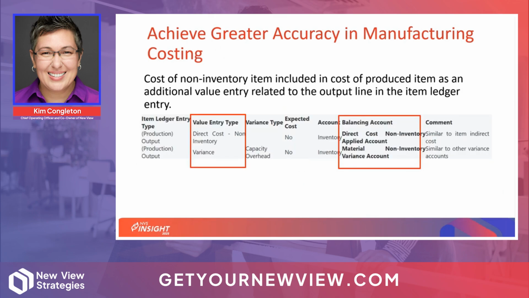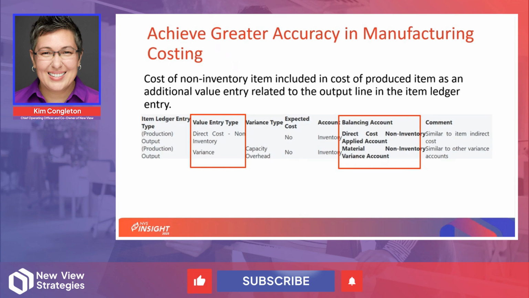We're going to go into the system and look at this and kind of go through a little bit of this. You turn it on in setup. What that's going to allow us to do is you'll see the cost of non-inventory items included in the cost of the produced items as an additional value entry. So you'll see here, we can see the additional value entries where it's got the direct cost of the non-inventory. We can get the variance, all of those types of things.